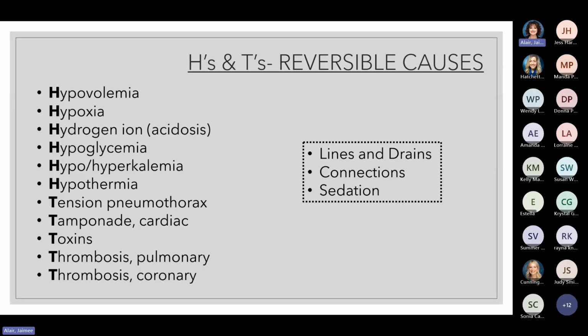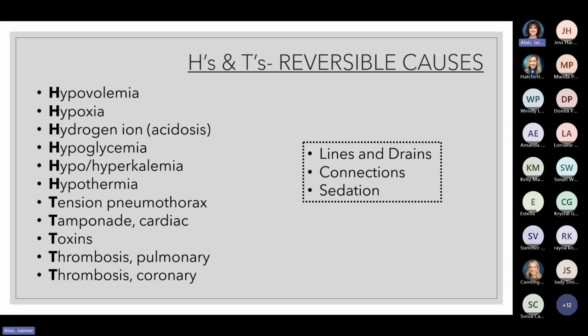of thrombosis. The other three I want to include with this are lines and drains, connections, and sedations. Those are the other top three things that we should be checking if the patient hasn't been in arrest and is now, or is moving towards arrest after being, say, intubated. Always check your connections. Follow them from one site to the next to make sure that there's no kinks or that nothing's unplugged or that everything is nice and secure the way it's supposed to.